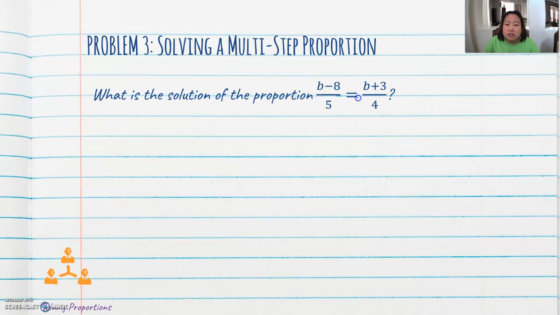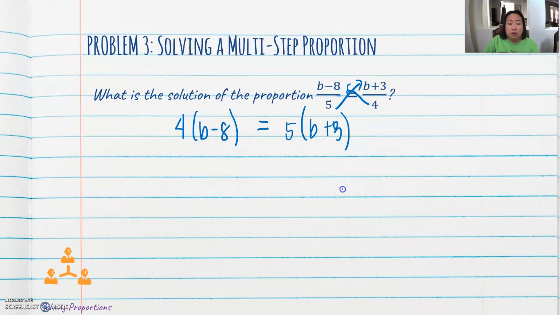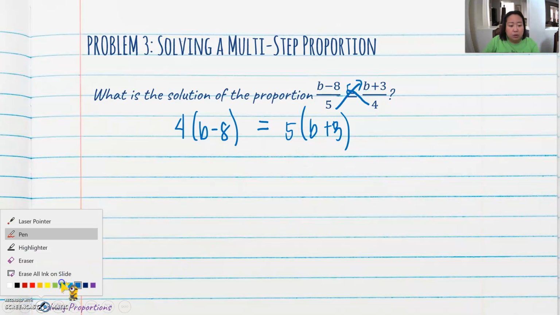So in our case, we can multiply the denominator to the first numerator here. So we will have an expression that looks like this: 4 times b minus 8 equals 5, and then this numerator over here, so 5 times b plus 3. Now, as you can see, this looks very familiar because we have done multi-step equations from before. And so what will be the first step that we need to work on?